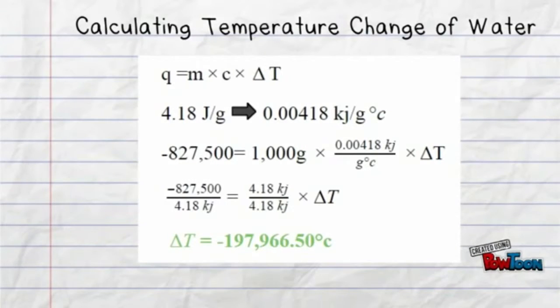Then isolate change in T, which gives you negative 19,766.50 degrees Celsius.